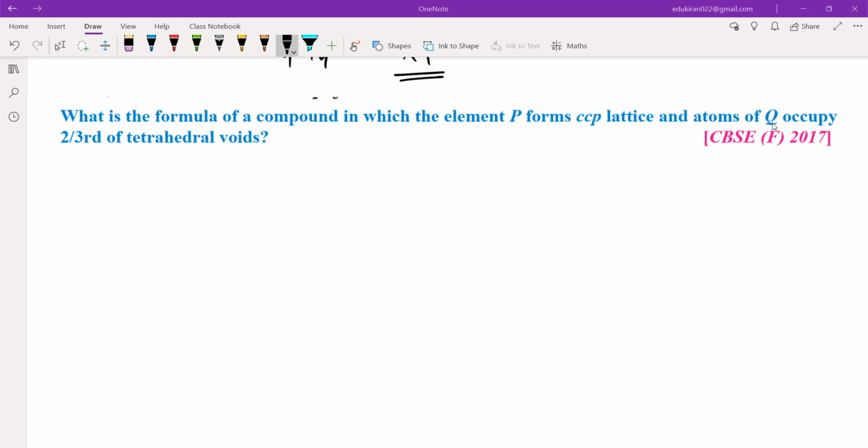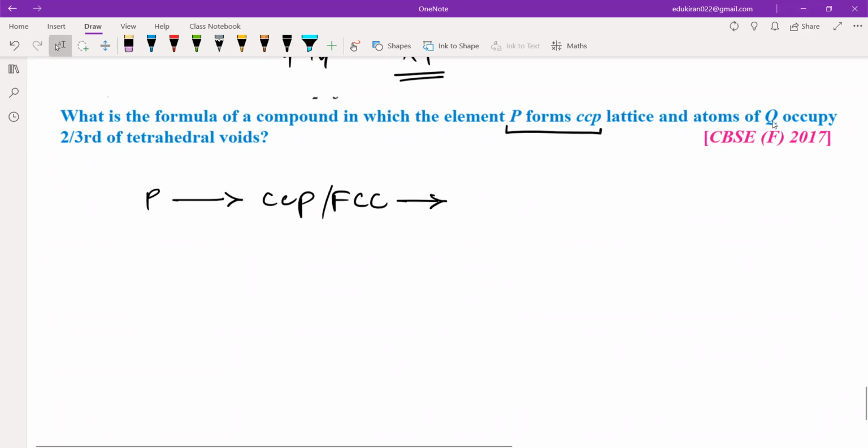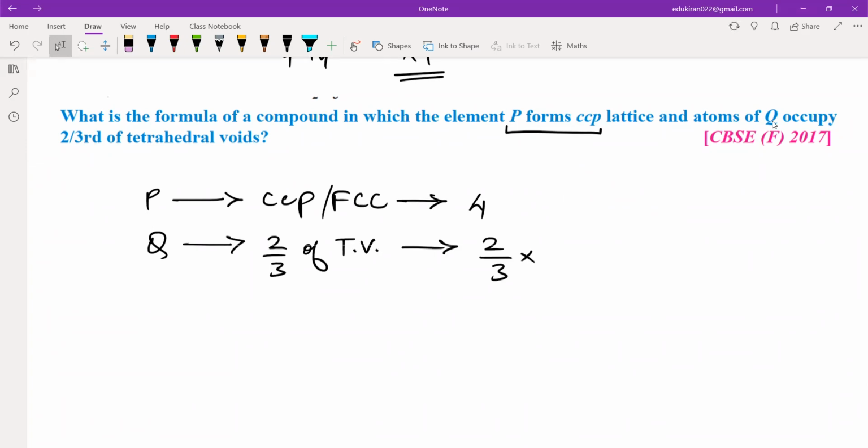Let us see this. P forms CCP, right? So P is going to form what? CCP. That means it is FCC. What is the Z for FCC? It is equal to 4. And Q occupies 2/3 of tetrahedral voids, right? That means 2 by 3 into the number of tetrahedral voids, which is 2n, that means 8. So this will be equal to how much? 16 by 3. Right? So we have 4 and 16 by 3.